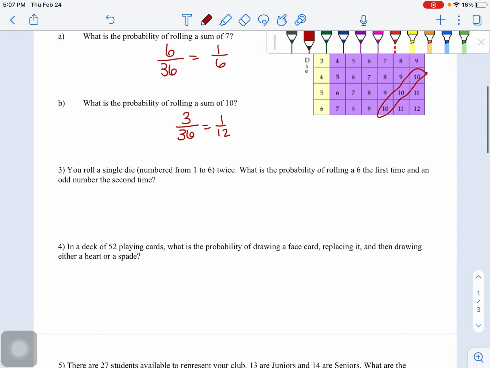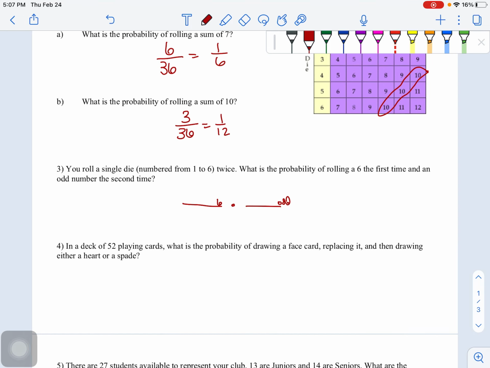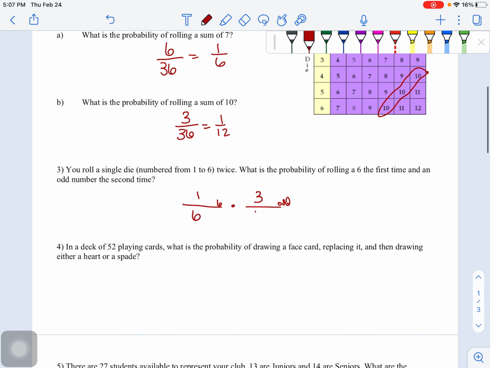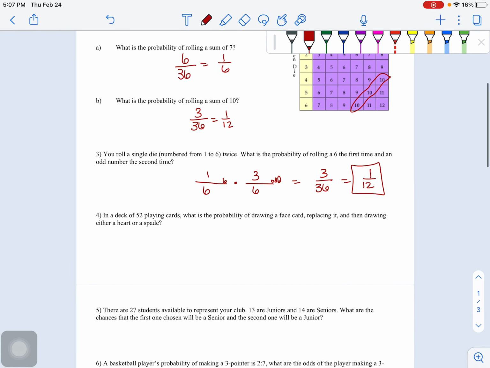Okay, number 3, you roll a single die, 1 through 6, twice. So you're rolling it twice. There's the 2 events, right? What is the probability of rolling a 6 the first time and an odd number the second time? So I'm going to put a 6 and then I'm going to write odd just so I remember. Well, there's only 1 6, so that's 1 out of 6. And odds, there's 3 odd numbers out of 6. You can say 3 out of 36 or 1/12. Always reduce for the quiz, always show your work.